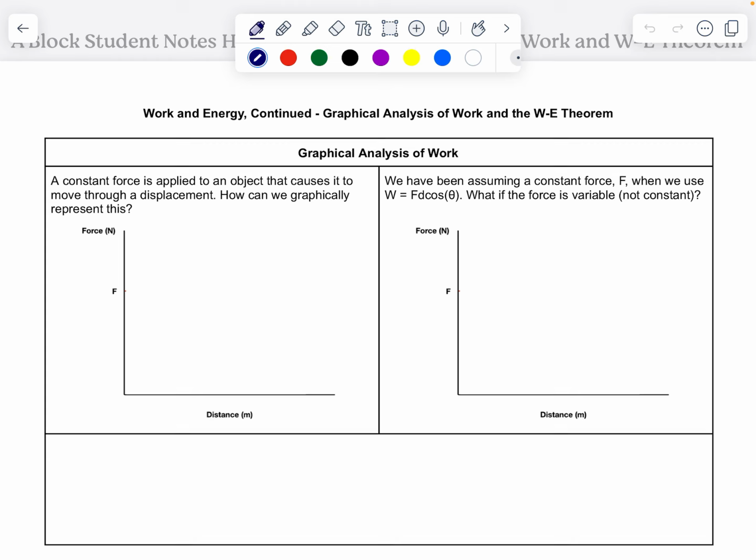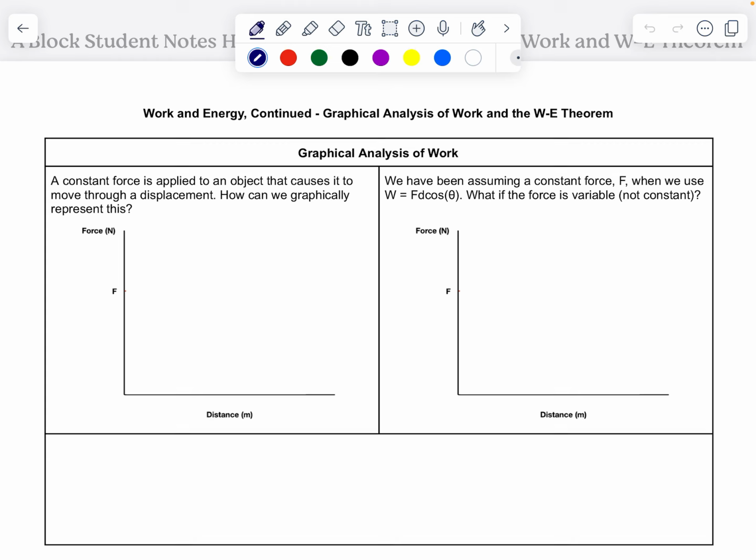Graphs are really important in physics. We use them when we talk about position and velocity and acceleration. We also can use them for force. So I've got two examples on the screen here for you. The one on the left is showing you a constant force that's applied to an object that causes it to move throughout a displacement. So for example, maybe you take an object and you push it with an applied force of 10 newtons for 20 meters.